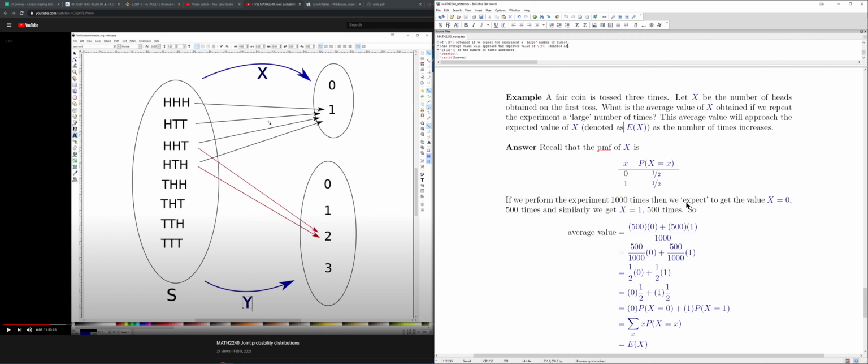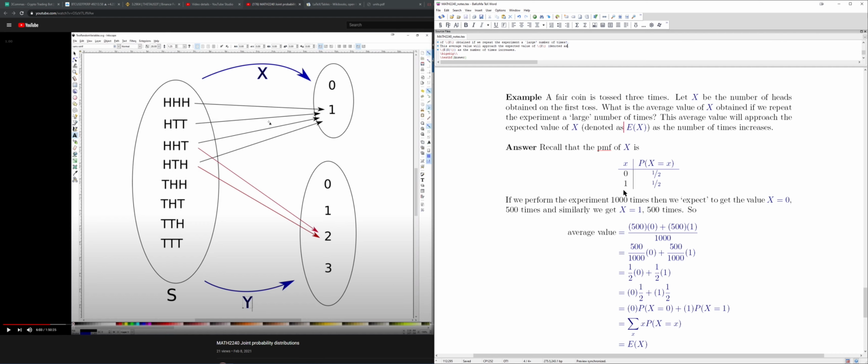What do we expect to happen? Well, what we expect to happen is based on the probabilities that we have over here. If we do this experiment 1,000 times, then given that the probability of getting the result 0 is a half, you expect that you're going to get the value 0 500 times.